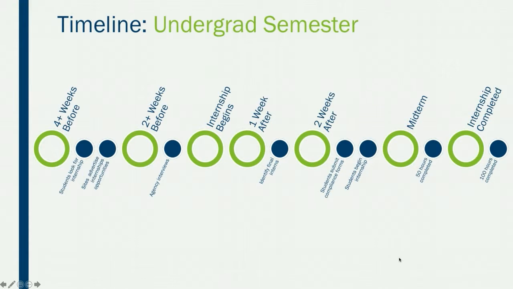So this is the undergraduate semester timeline. Now, I'm going to stop it here. So let's talk about specifics when it comes to the undergraduate timeline per semester. We're trying to back up the timeline almost 2 months before the internship actually begins so that you as a preceptor can make sure that your internship opportunity is adequately advertised. The student has plenty of time to solidify their internship, and when the semester actually starts, they can hit the ground running. So this only starts 4 weeks before, which is a month before the internship actually begins.